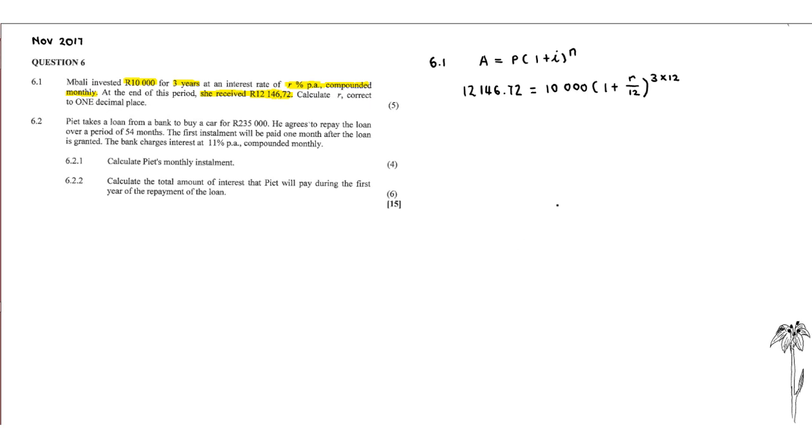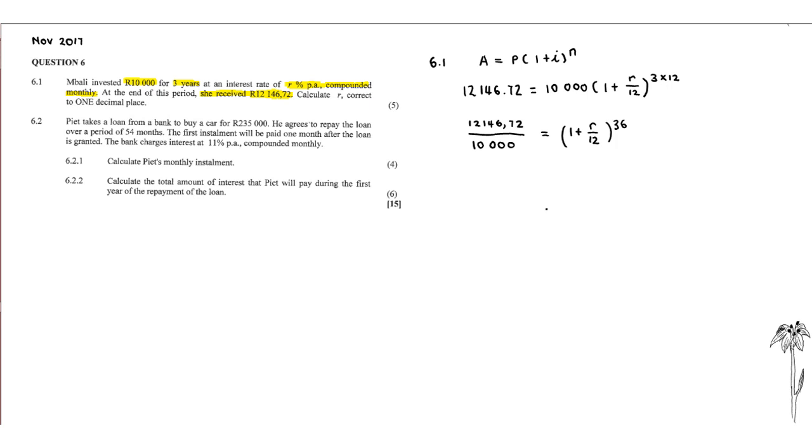Now what we need to do is solve for the value of r. So let's start first by dividing both sides by the 10,000 Rand. So you have 12,146.72 divided by 10,000. And what you have on the right hand side is (1 plus r divided by 12) to the exponent of 36.